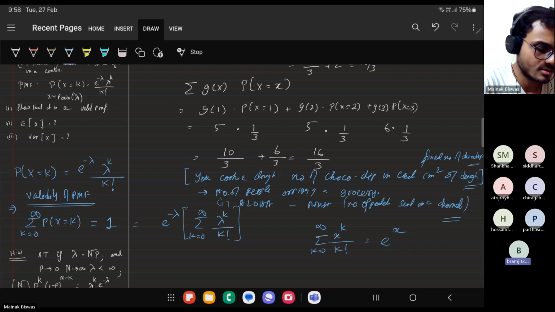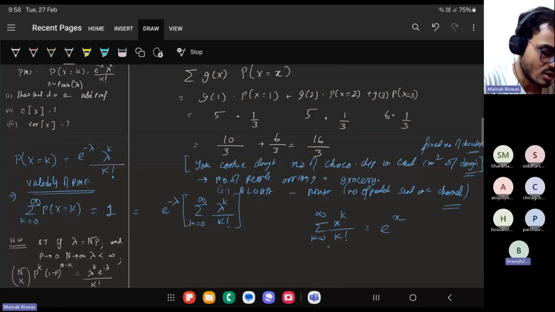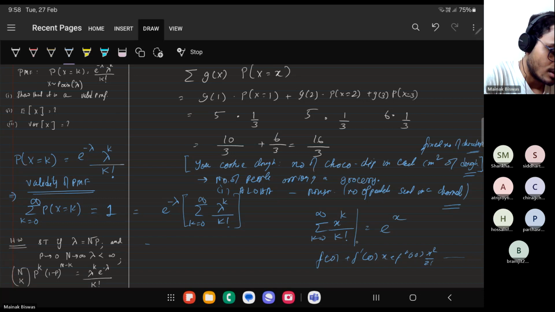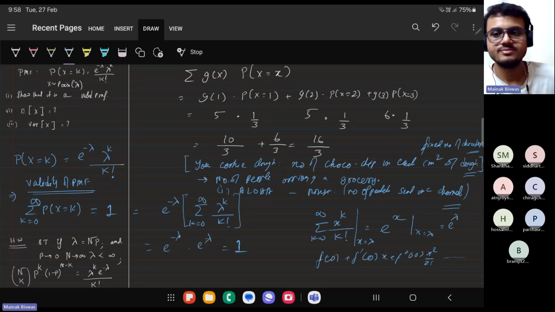The Taylor expansion of e to the power x is f(0) plus f'(0)x plus f''(0)x squared by 2 factorial and so on. Correct. So here I'll put x equal to lambda. So this is e to the power minus lambda into e to the power lambda, which is equal to 1. Agreed?